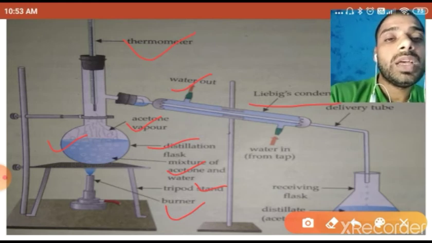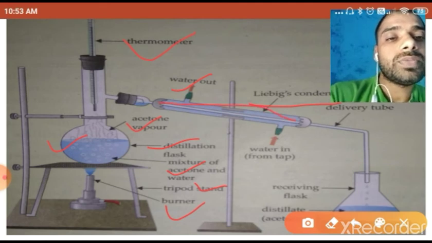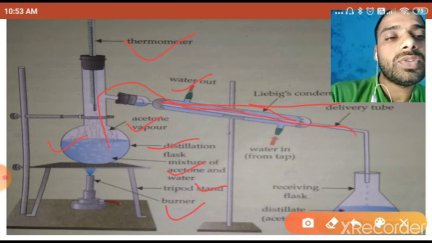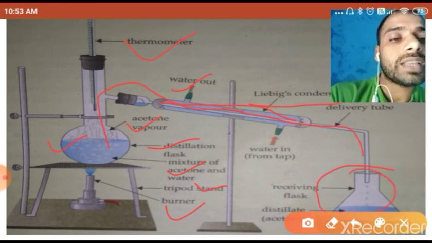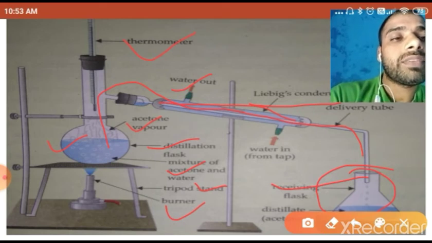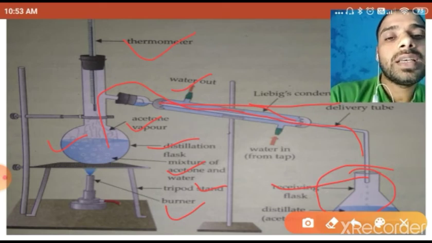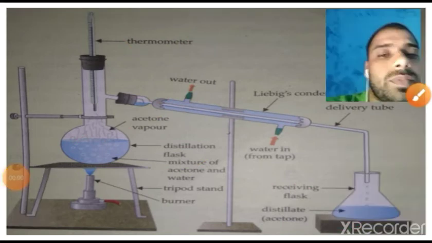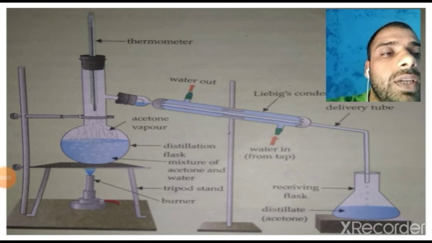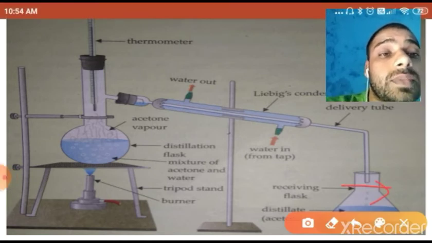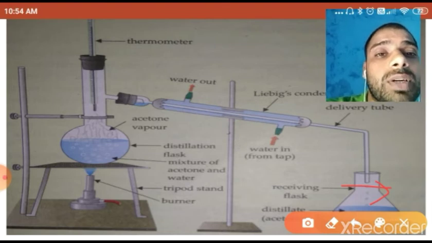Why a delivery tube? Because the acetone vapor will come through this delivery tube. Where will the vapor go? Vapor will go from this delivery tube into the receiving flask. This one is a receiving flask. And after the vapor condenses, it will be collected here in this conical flask. So you have understood.